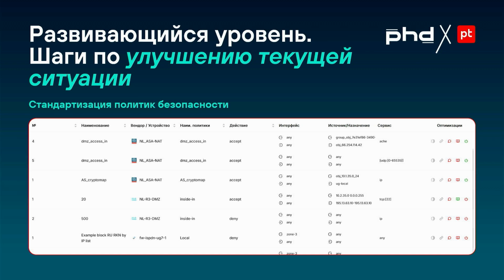Now, what kind of steps can we take to improve our infrastructure? For one, standardizing security policies. This is not an easy challenge because every vendor has their own thing going on with how they describe the rules. And one of the challenges that we have to face is to build vendor-independent rules which are going to look the same for all the vendors.